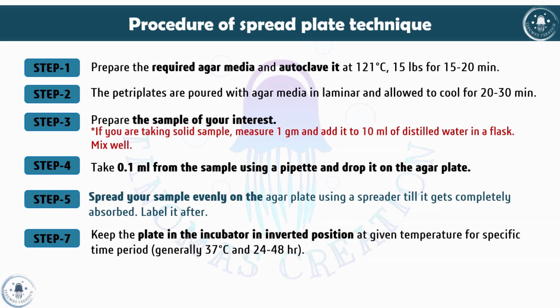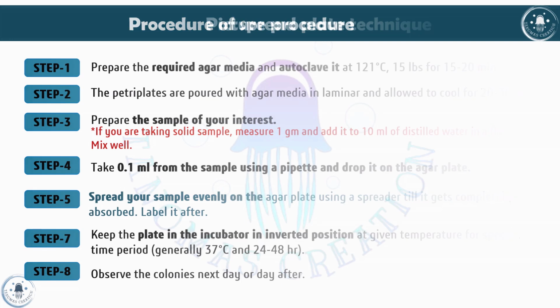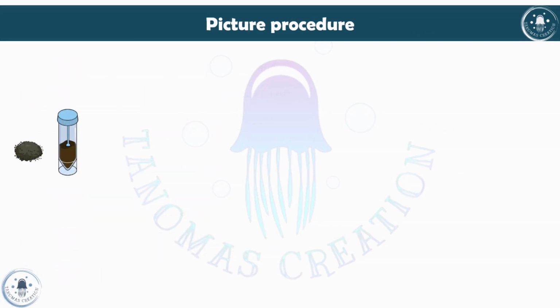Okay, so this 37 degrees Celsius is common for all types of microorganisms to grow, and they basically grow between 24 to 48 hours. Within 24 to 48 hours they grow. Okay, now observe the colonies next day or day after. Now this is the picture procedure.